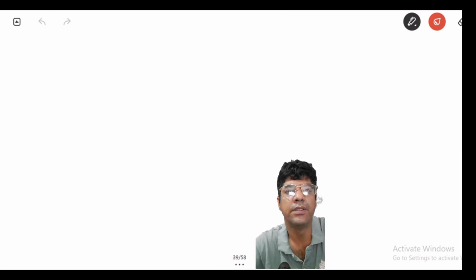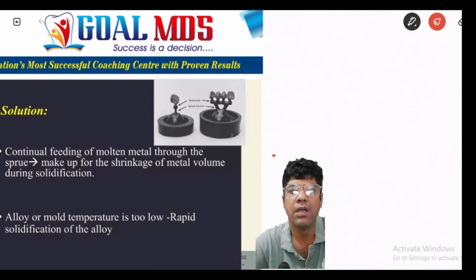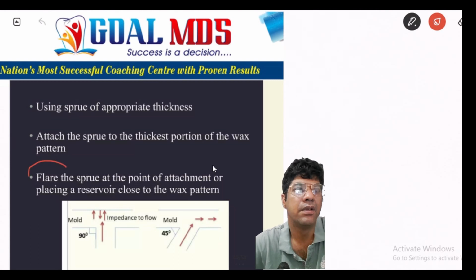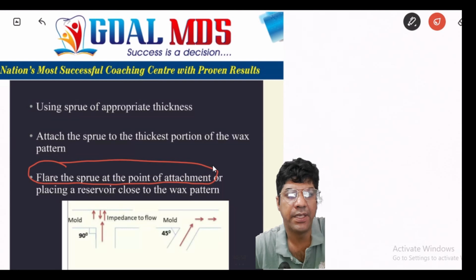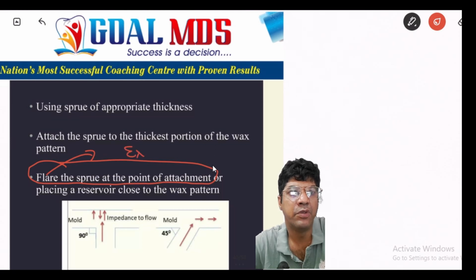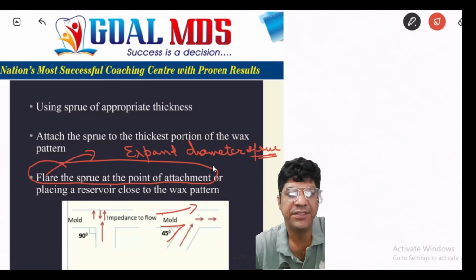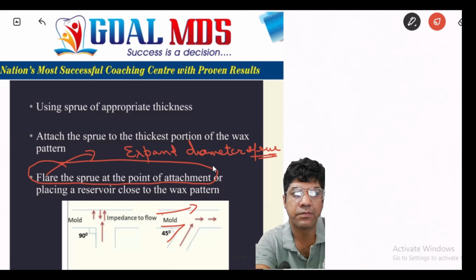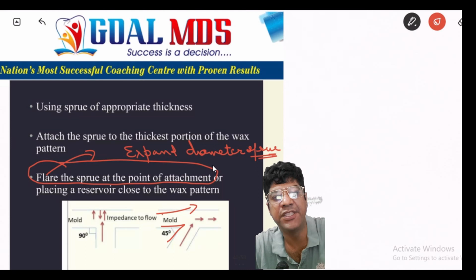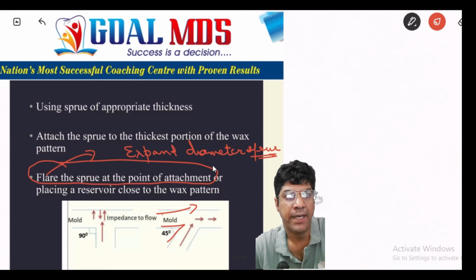The other thing you can do is flaring the sprue at the point of attachment. Flaring means expanding the diameter of the sprue where it connects to the wax pattern. Flaring helps distribute the flow of metal into the mold cavity, which reduces turbulence and promotes a smooth metal flow. This technique helps prevent localized shrinkage porosity by ensuring that the metal reaches all areas of the mold cavity, including those near the sprue attachment.